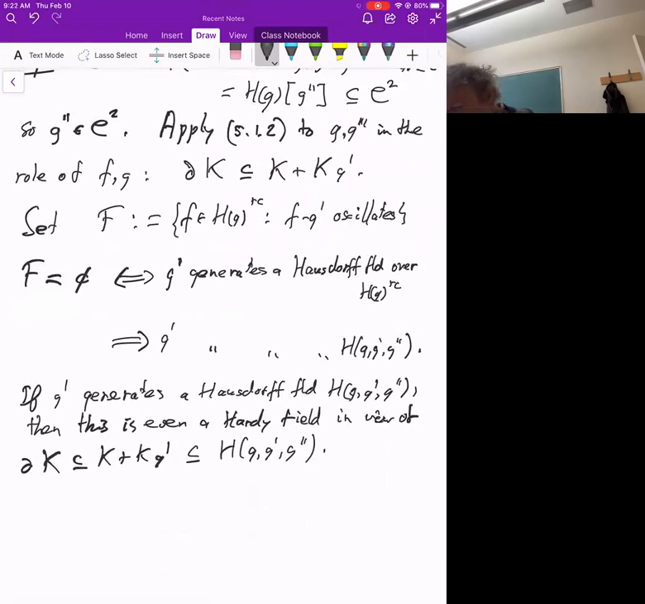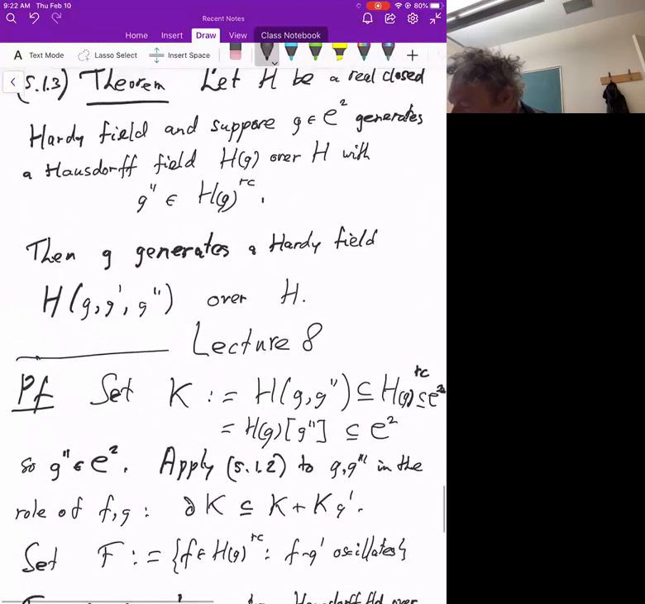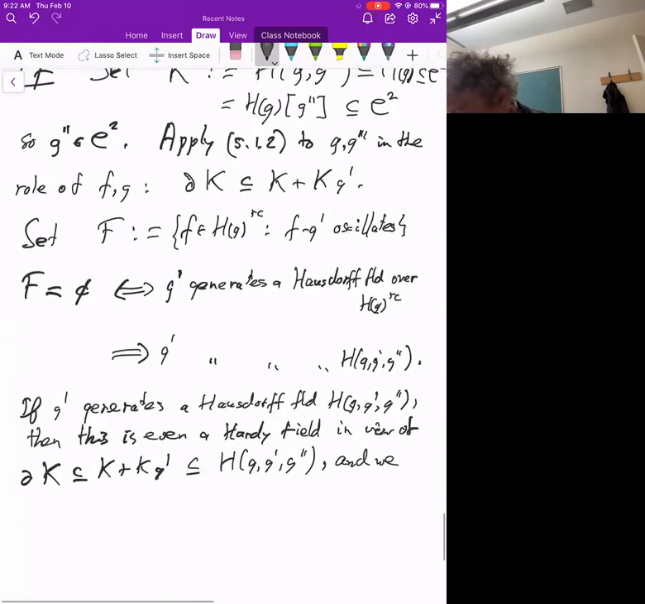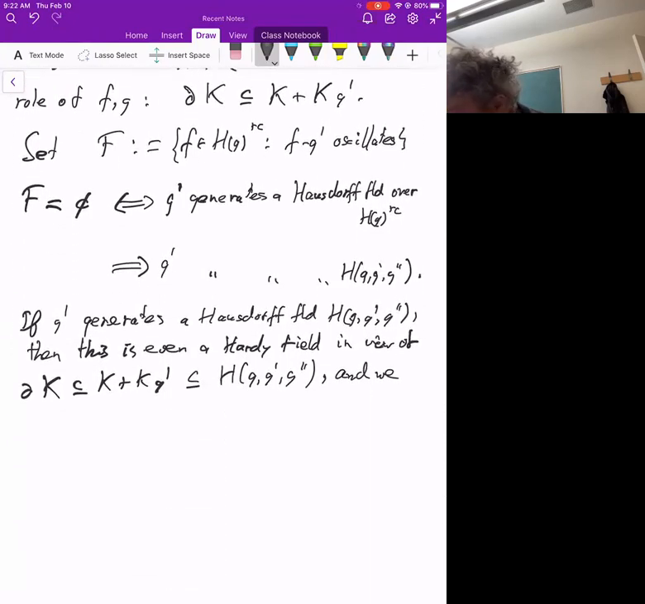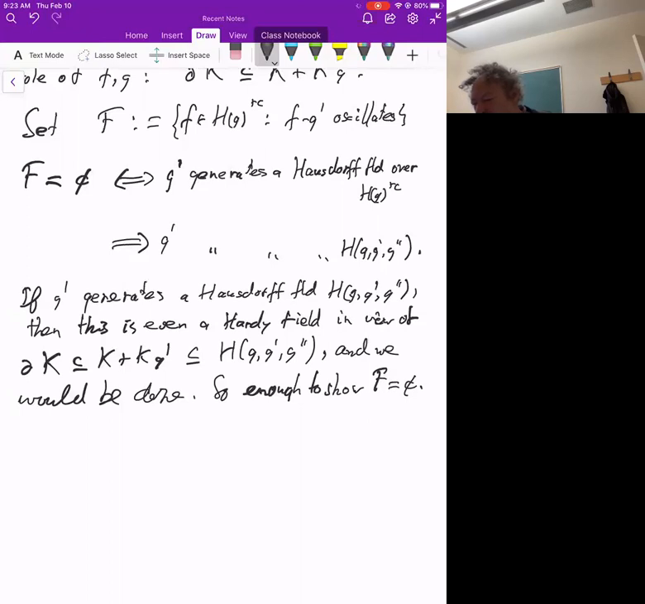So we are done if we can show that F is empty, right? We are trying to show that G generates a Hardy field over H, and we would be done. So it is enough to show that F is indeed empty. And now we are proving this by contradiction. Suppose it's not empty.